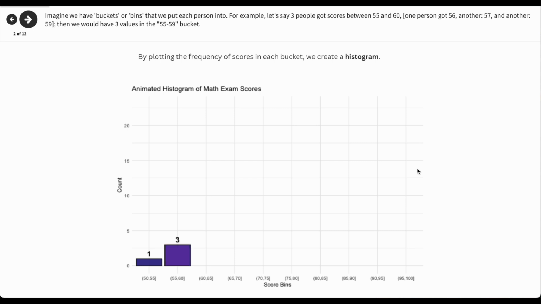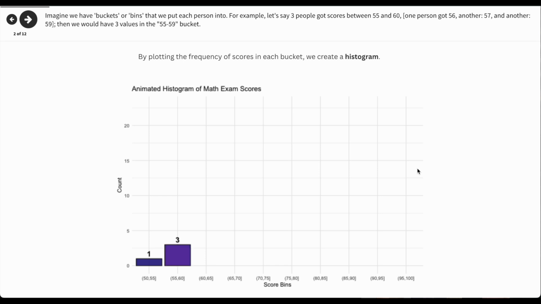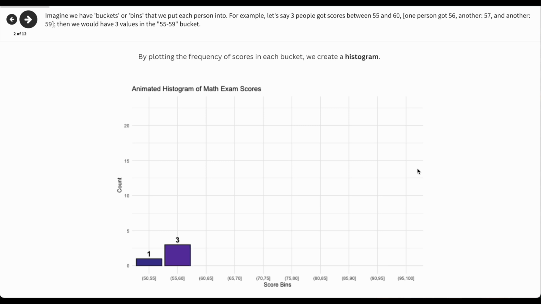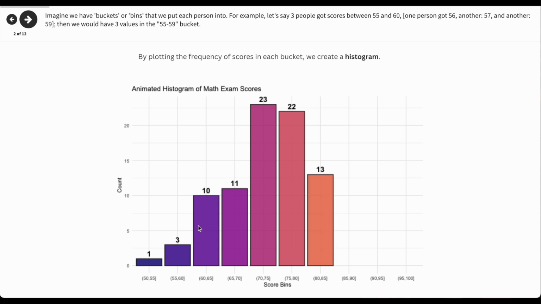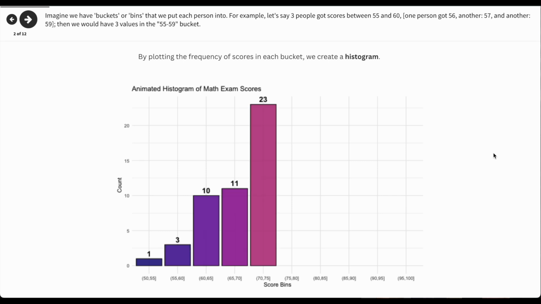So imagine we have buckets or bins that we put each person into. For example, let's say 3 people got scores between 55 and 60. One person got a score of 56, another got 57, and another got 59. If our range of values in that bucket was 55 to 59, we would have 3 values in that bucket. So we can see here that we've got 3 values in that bucket, 10 in this one, 11, 23, 22, and so on. And by plotting the frequency of scores in each bucket, we create what's called a histogram.